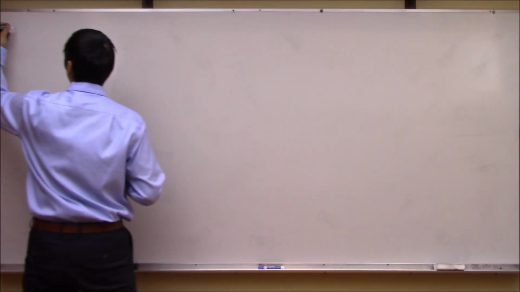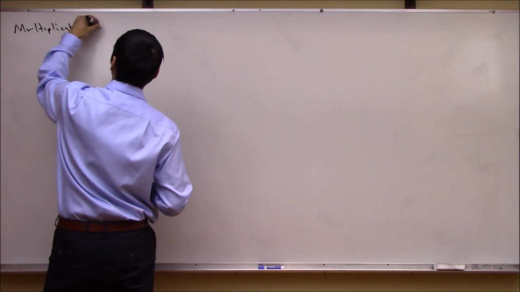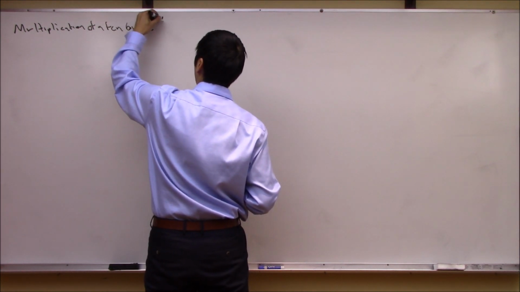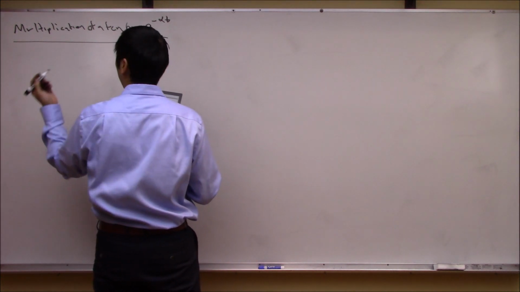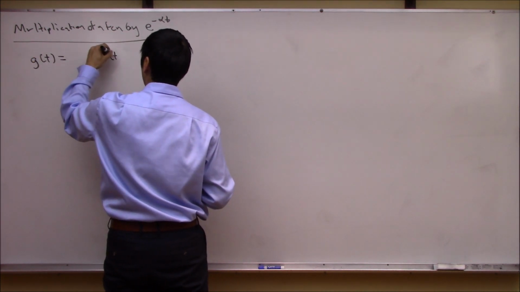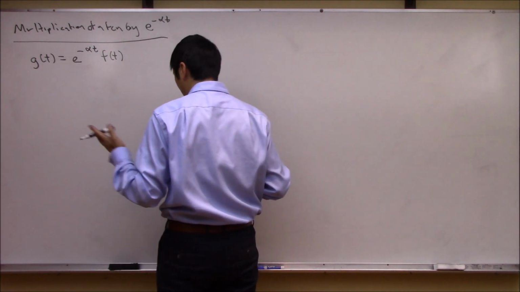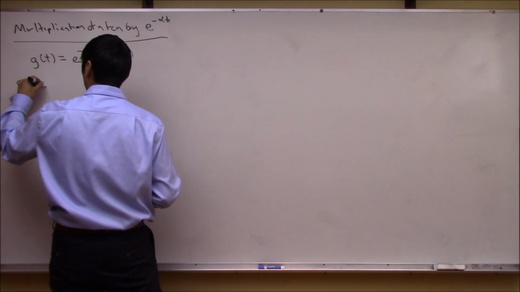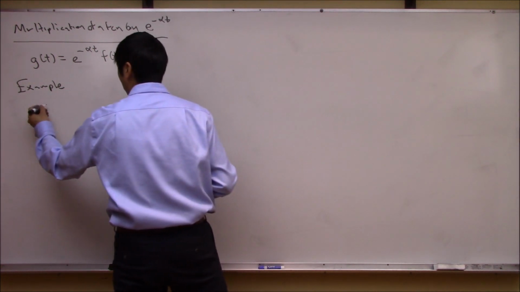All right, so let's move on to another class, which is multiplication of a function by a very specific type of other function, namely e to the minus alpha t. So in this case, what I'd like to consider is a function, let's call it g of t, which is some other function f of t multiplied by e to the minus alpha t. Now, you might think this is pretty esoteric and something you might not ever need to deal with, but this actually shows up all the time, especially for those of you studying ordinary differential equations and dynamic systems.